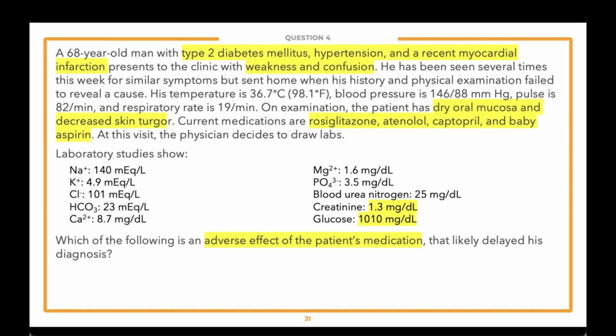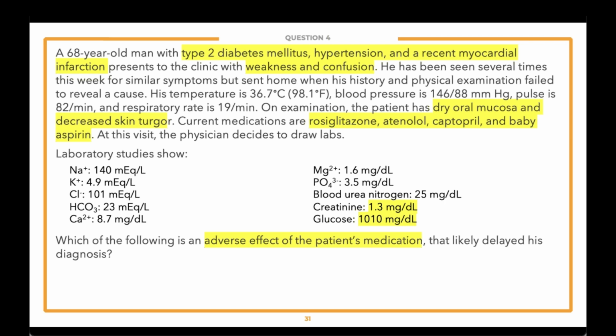All right, so adverse event of the patient's medications. Type 2 diabetes, hypertension, recent MI, those are all high yield. Weakness and confusion, that's the clinical presentation. Labs don't look too remarkable. Temperature's okay, blood pressure's okay, heart rate's okay, respiratory rate's okay. Dry oral mucosa, decreased skin turgor. Rosiglitazone, atenolol, captopril, baby aspirin. You want to think about those meds, their side effects, and the overall situation.